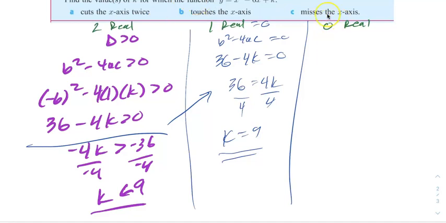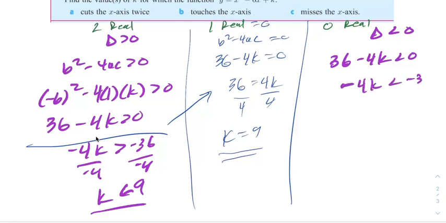And then finally, when it misses the x-axis, that means the discriminant should be less than 0. You have no solutions. Again, we already did all the work. We know what b squared minus 4ac is. It's this expression. But this time, I want it to be less than 0. So I'm just going to do the same thing I did last time. Move that 36 over, divide by negative, and now the inequality switches the opposite way. So there we go. That's the lesson.